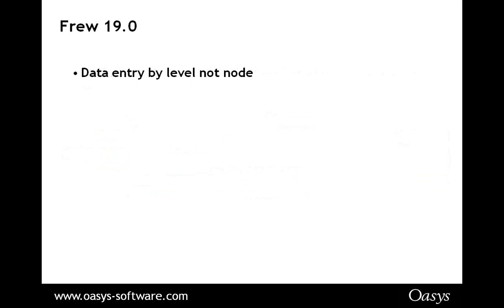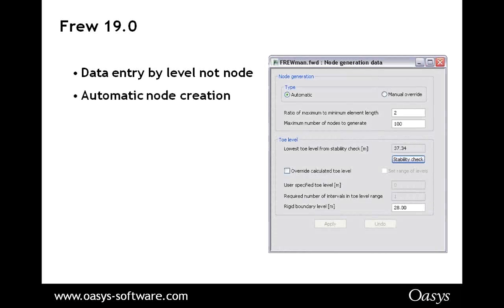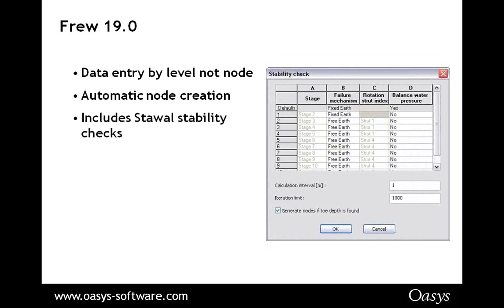Unlike the early versions of Frew, where you had to specify all the locations by nodes, we're now doing all data entry by level, much more directly, because now we have automatic node creation. We've got new dialogues. This is coming from the stability check, which came from Starball and is now included in Frew.